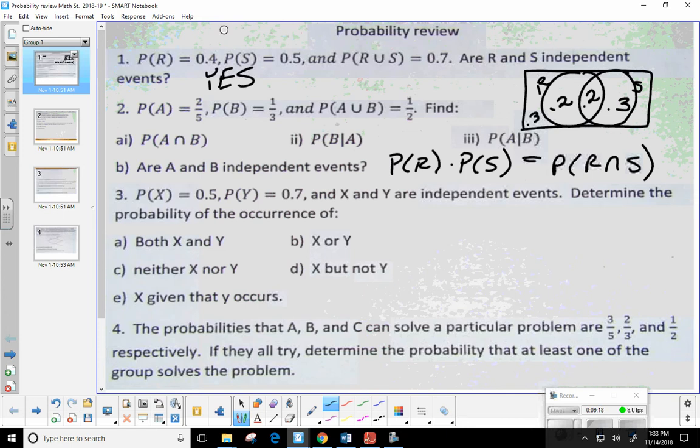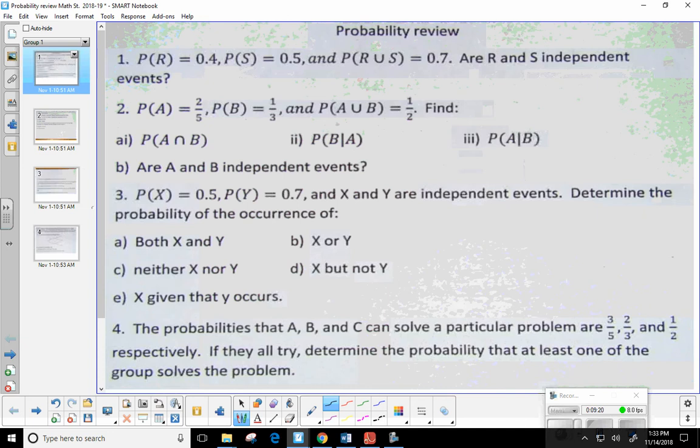Okay. All right, number 2. Let's see here. If the probability of A equals 2/5, the probability of B is 1/3, and the probability of A union B equals 1/2, we want to find the probability of the intersection.